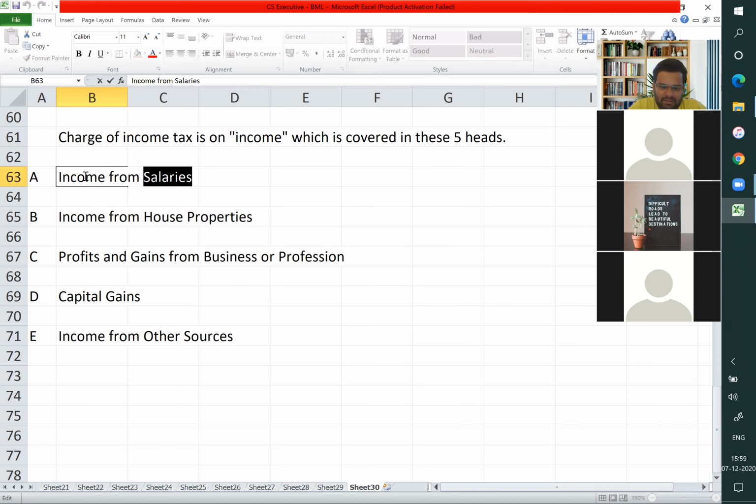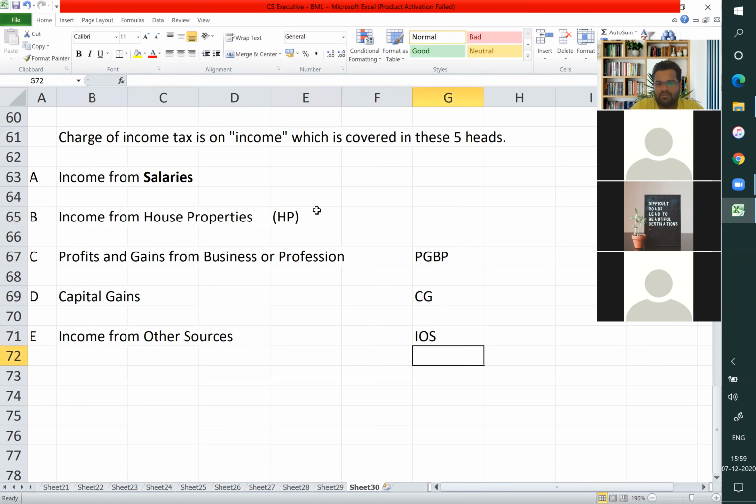We will call this salaries. We will call this HP. We will call this PGBP. We will call this CG. We will call this IOS, income from other sources. Did you understand that there are going to be five heads of income? Just for our understanding, I am putting a short form to it.